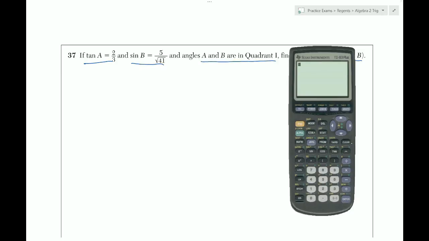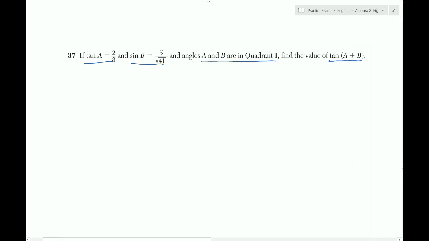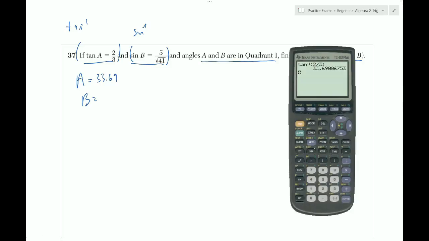So here's the cheapo way. So we'll do an inverse tangent on 2/3. Inverse tangent of 2/3. That'll give me the value of the angle A. Right, so angle A is 33.69. So I'm doing an inverse tangent of this entire thing. And then I do the same thing for the other equation. Do an inverse sine on that to get what B is equal to. So I do a second sine of 5 over radical 41. And I get 51.34.